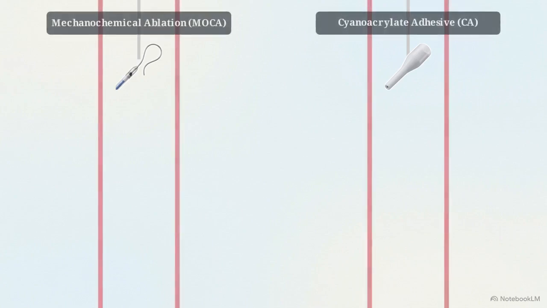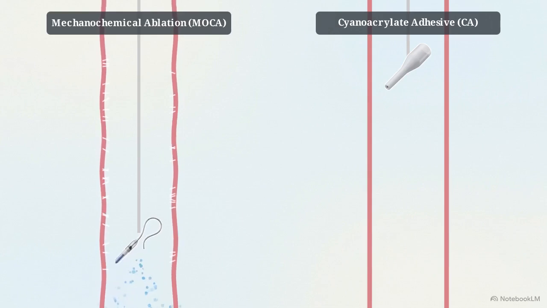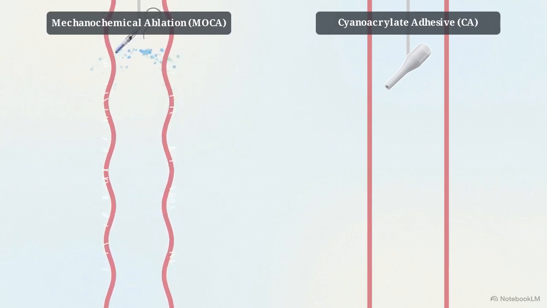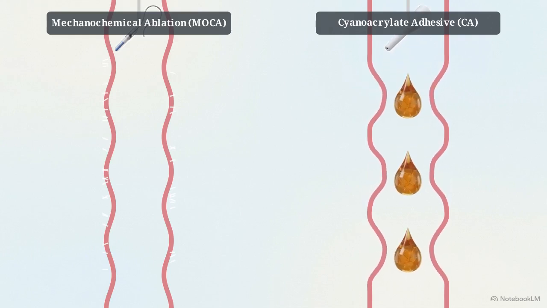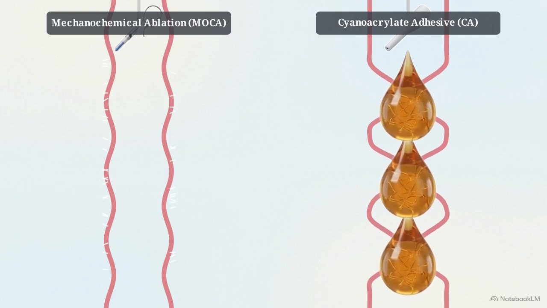One approach is mechanical chemical ablation, or MOCA. Instead of thermal energy, a rapidly spinning wire physically scores the inner endothelial wall, simultaneously dispensing a liquid chemical sclerosant to irritate and collapse the vein. Cyanoacrylate adhesive offers a completely different non-thermal mechanism. Rather than scoring the wall, a dispenser drops small amounts of medical-grade adhesive that instantly polymerizes upon contact with blood plasma, literally cementing the vein walls together.